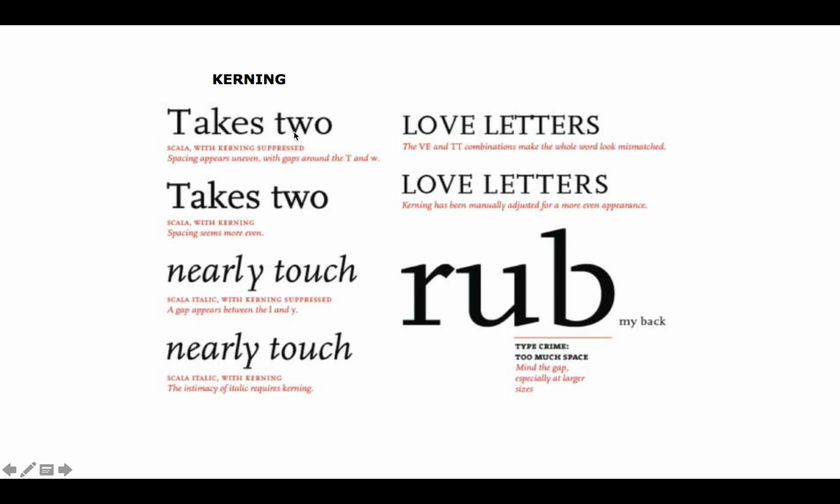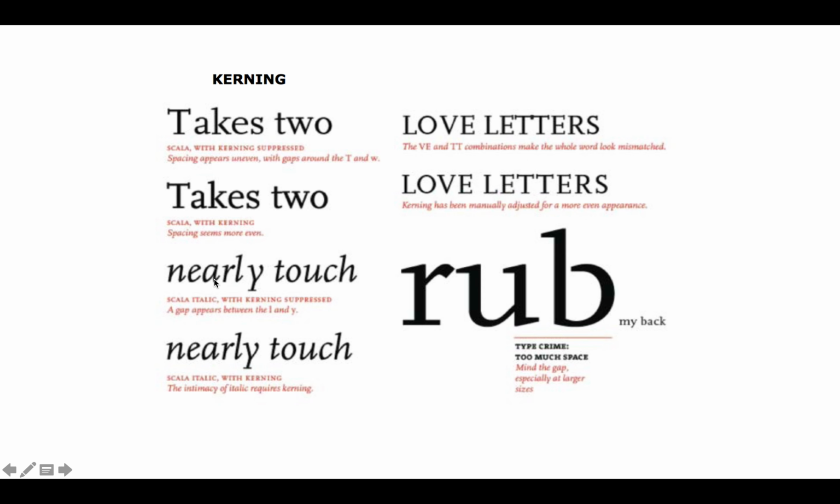So if we look at the Scala, we have some different font styles here. Here in the top left, the spacing appears uneven. We have this big gap between the T and the A, and we have a really close spacing between the T and the W here. If we add kerning to this, we can even out the spacing. We can bring these two characters closer together and make it a little bit more even.